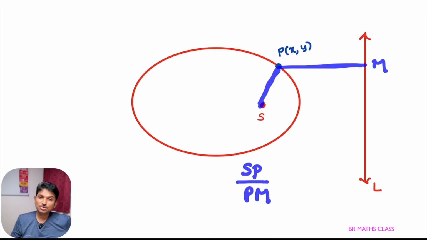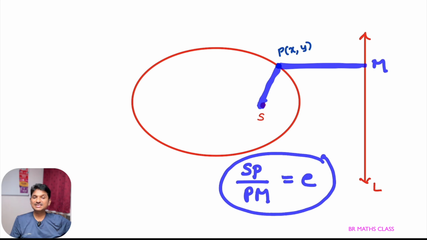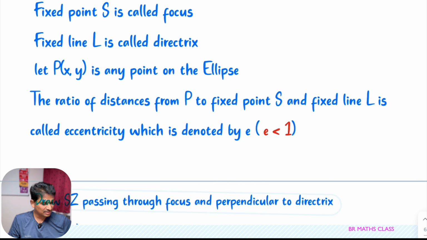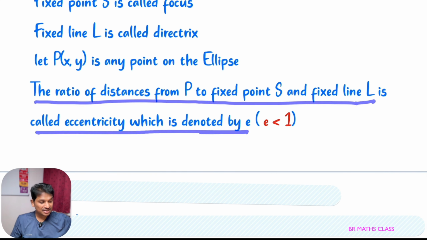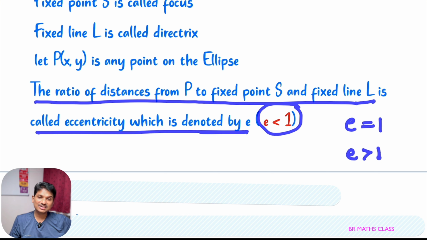This is the third one. See, in total you learn three things. What is focus? The fixed point S is called the focus. What is directrix? The fixed line L is called the directrix. What is eccentricity? The ratio of its distances from the fixed point and the fixed straight line is called eccentricity. That means SP by PM. This is called eccentricity, which is denoted by e. These things are written here. In the ellipse case, this e is less than 1. In the parabola case, e is 1. In the hyperbola case, e is greater than 1.